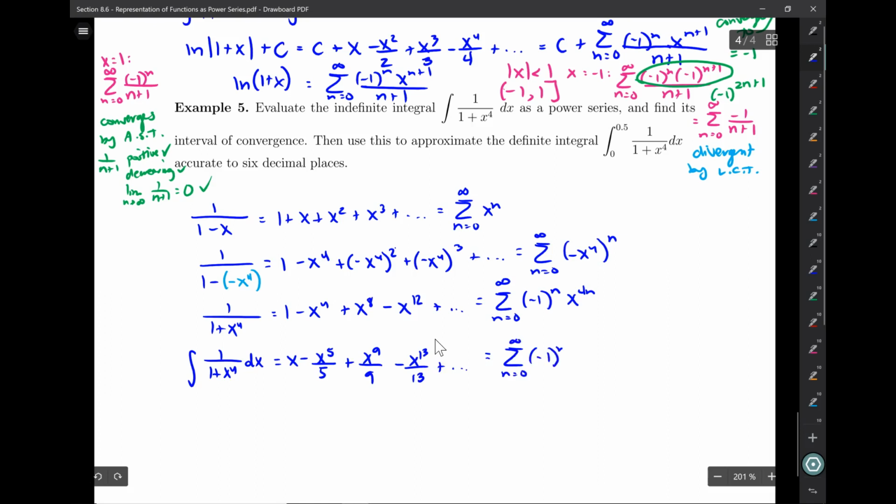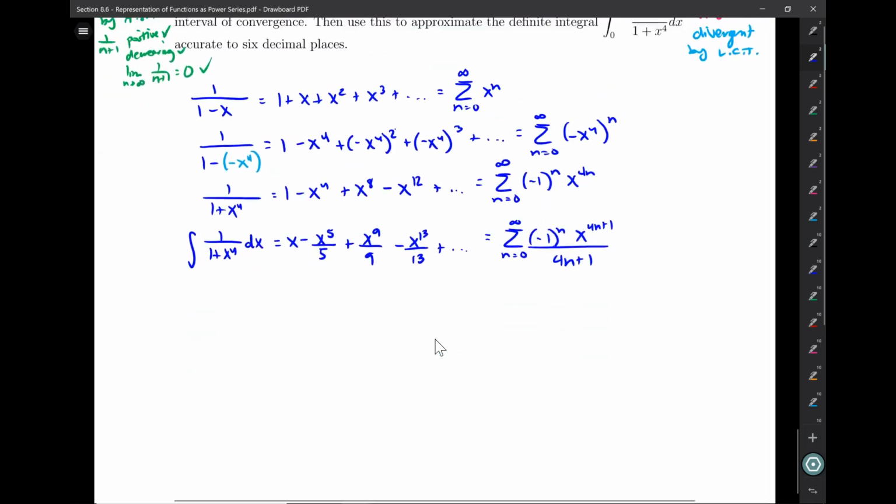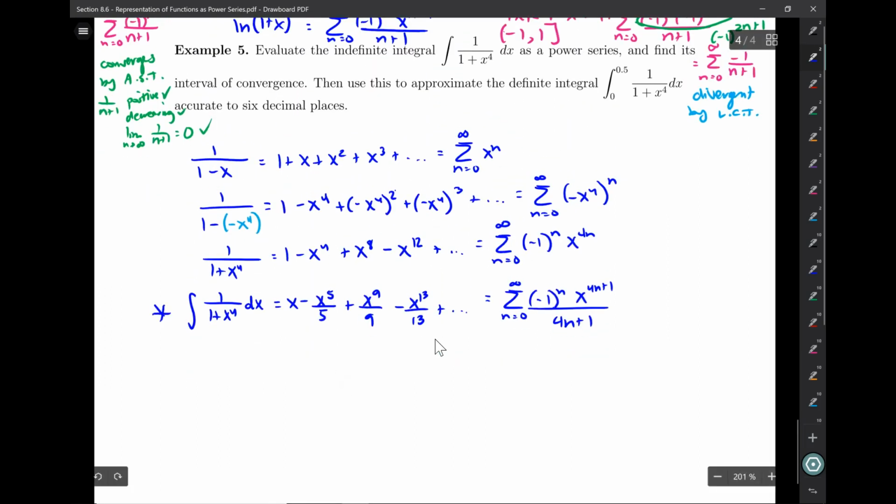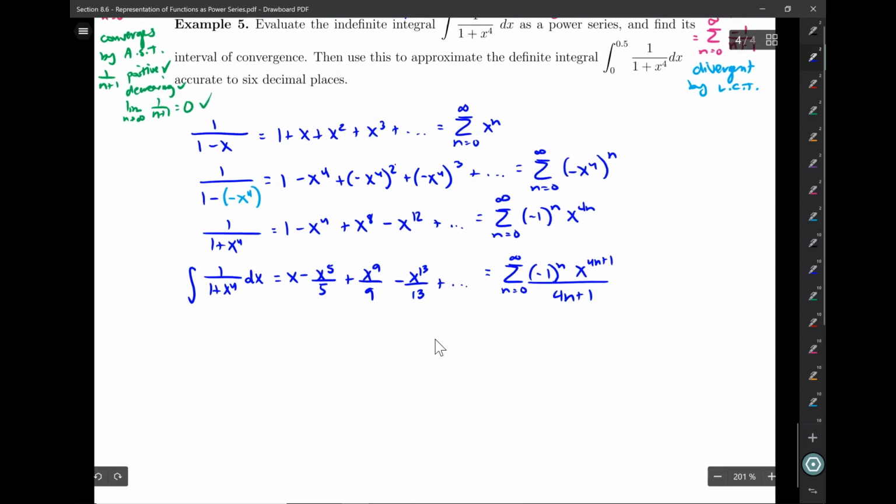And I still have an alternating series, and now I've added 1 to the exponents and divided by that same exponent. Okay, here we go. So this now is the answer to the first part. I have now represented the indefinite integral 1 over 1 plus x to the 4th as a power series. So now what we're going to do is use this to approximate the definite integral.